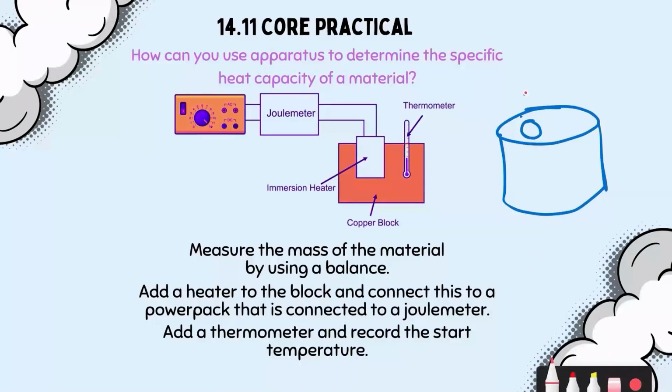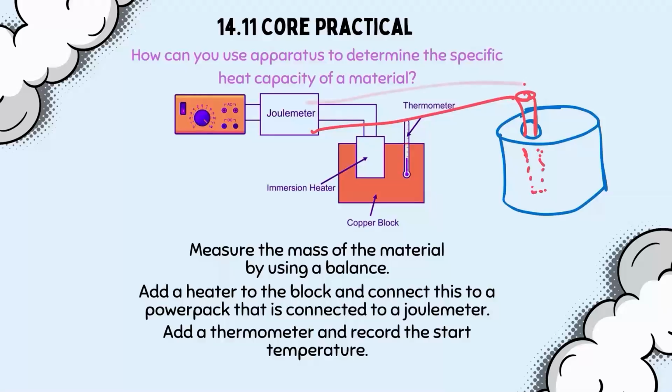So let's have a look. Let's take an immersion heater. It goes inside there. And if we were showing it inside, it would be inside. And that immersion heater is then attached to a joulemeter, which is attached to a power pack. And then there's another hole that has the thermometer inside, so you can measure the temperature change as well. Now, this is the material for which you're trying to find out the specific heat capacity.